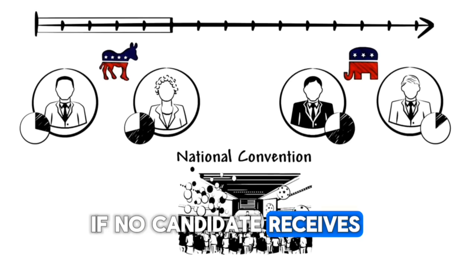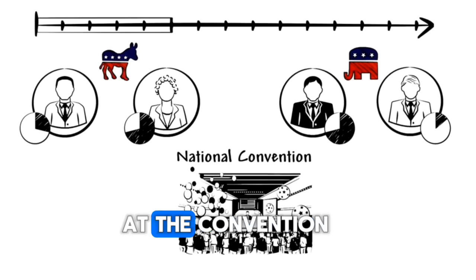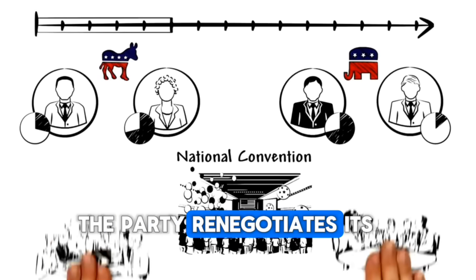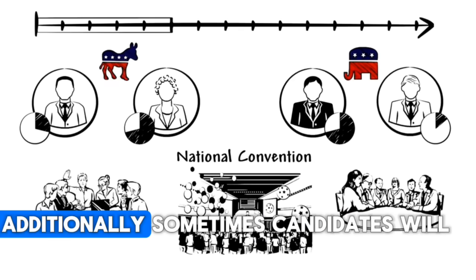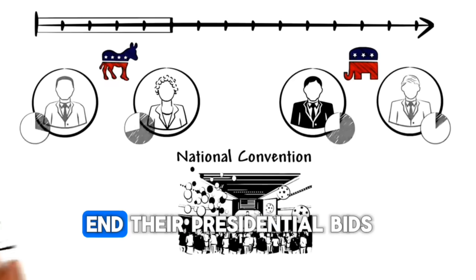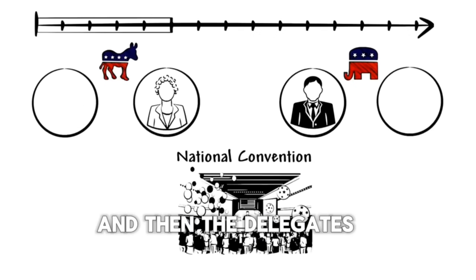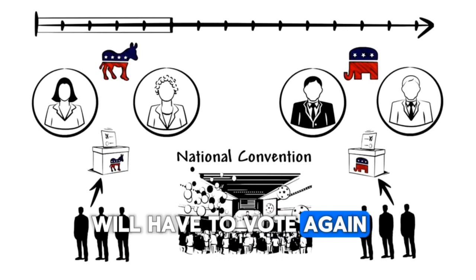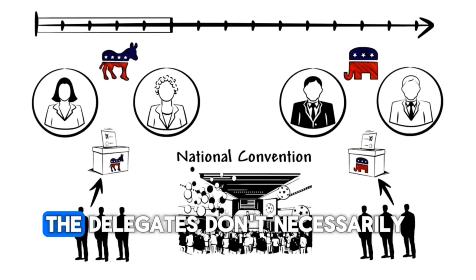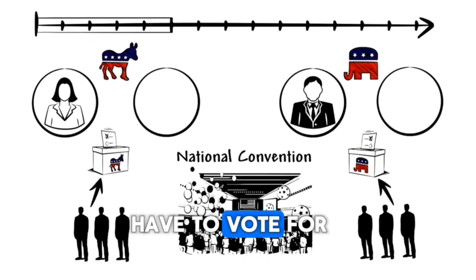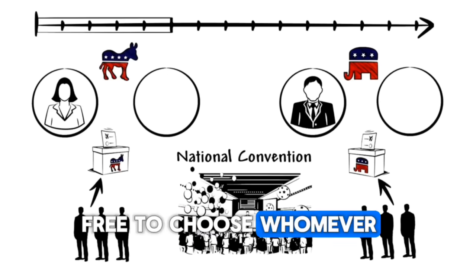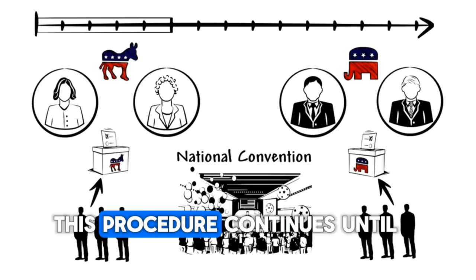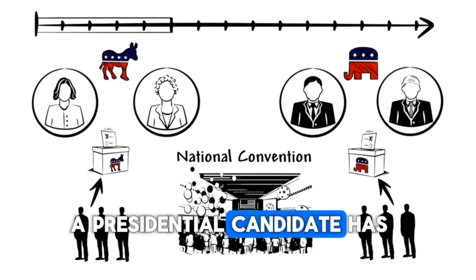If no candidate receives over half of the delegate votes at the convention, the party renegotiates its entries into the presidential race. Additionally, sometimes candidates will end their presidential bids, and then the delegates will have to vote again. In that case, the delegates don't necessarily have to vote for their candidates again, but are now free to choose whomever they like. This procedure continues until a presidential candidate has been found.